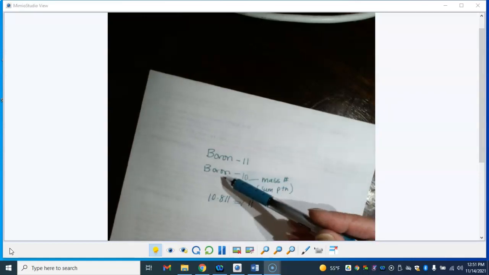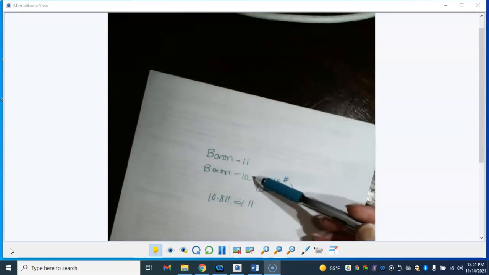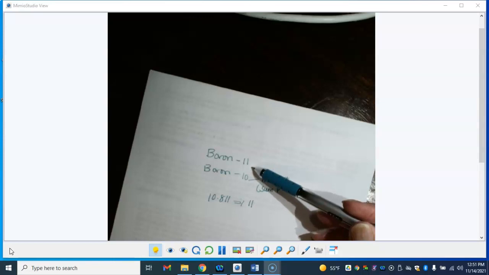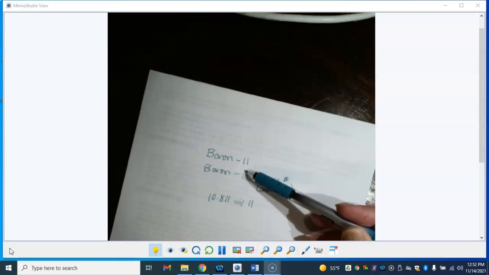However, in nature, there's more than one isotope of boron. There's boron 11 and there's boron 10. The one we represent on the periodic table is boron 11, because it is the most abundant in nature. If we gather up all of the boron atoms out there, most of them would have the mass number of 11, or the atomic mass of 10.811, which rounds to 11. Not all of them, but most of them.